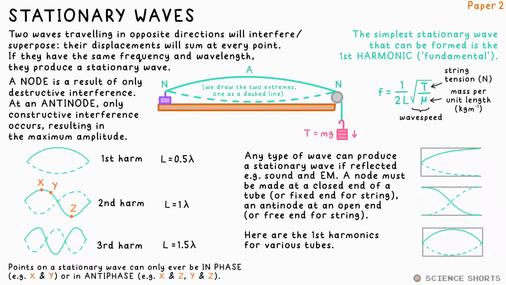Unlike progressive waves, points on stationary waves can only ever be completely in phase or completely out of phase. It just depends on whether or not they're the same side of equilibrium. That's because 2 points above equilibrium will reach their own different amplitude at the same time, and they'll both reach equilibrium at the same time too.